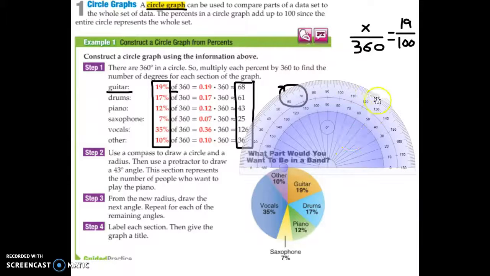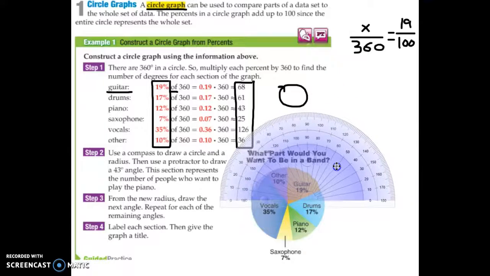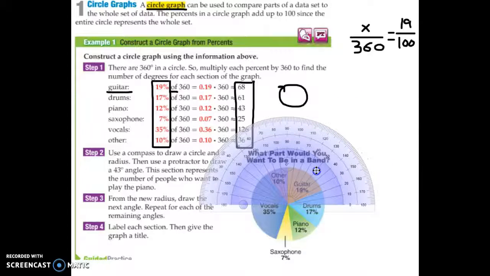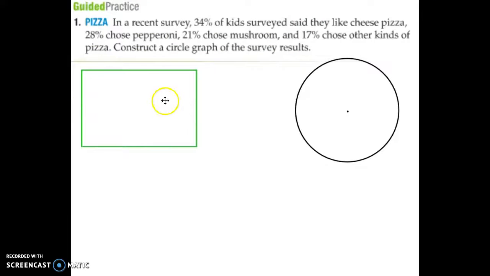We use this by looking at the degrees on the outside here. So we always put the center of the compass in the middle of our circle, and then we can go around making our degree marks. Okay? So let's go ahead and practice one of these and see what it looks like. Here's a guide to practice.